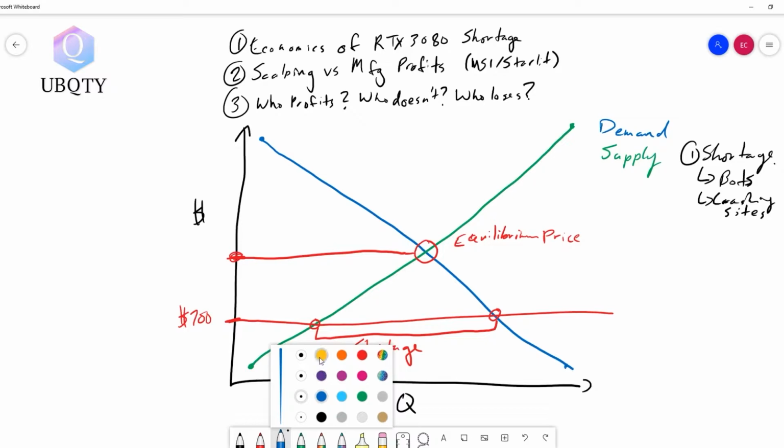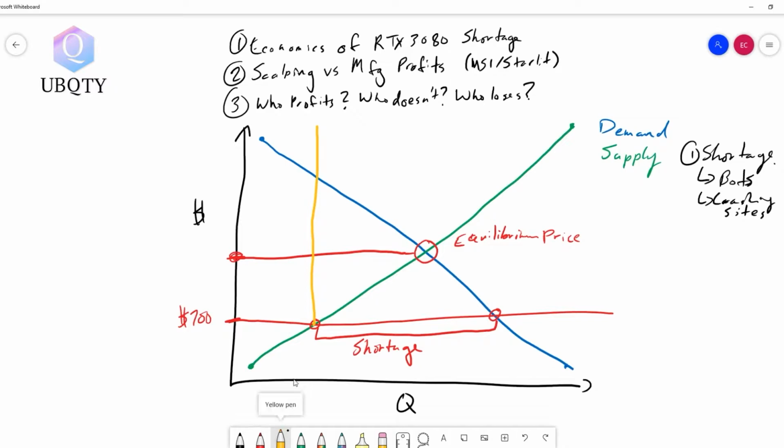So let's look at the second dynamic. At this quantity supplied, if I draw a straight line up, there's actually going to be people who will buy this at a price point that's a lot higher than the equilibrium price. And this second dynamic is the willingness to pay dynamic. So at that quantity, there is a willingness to pay that's a lot higher than what the MSRP is. And it's this gap that leads to scalping.